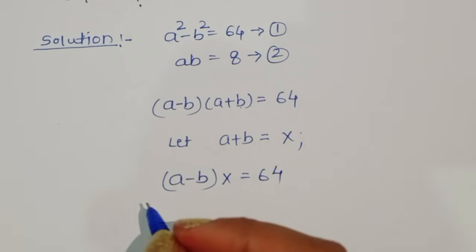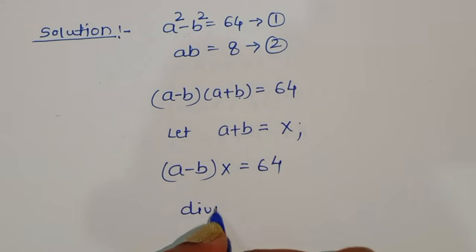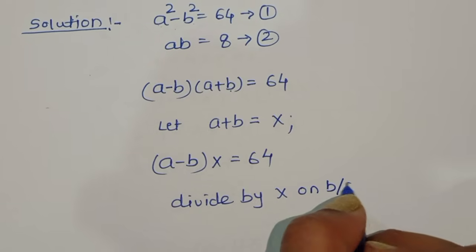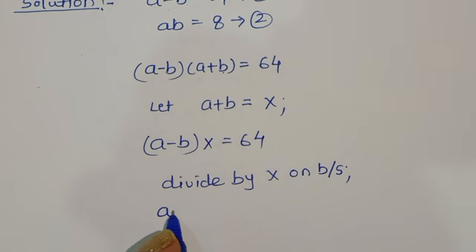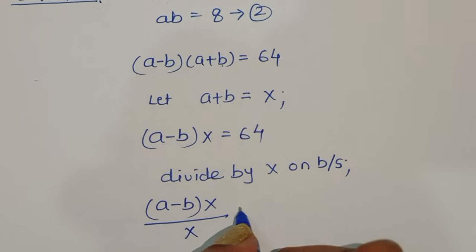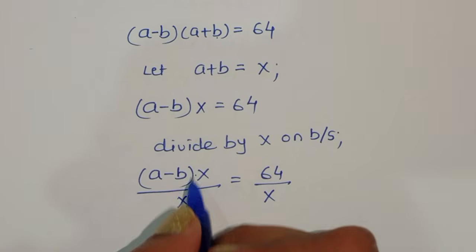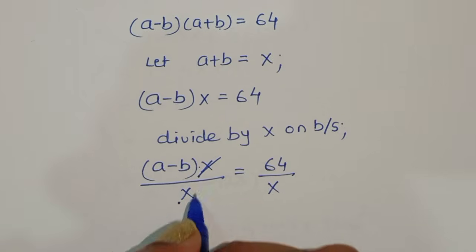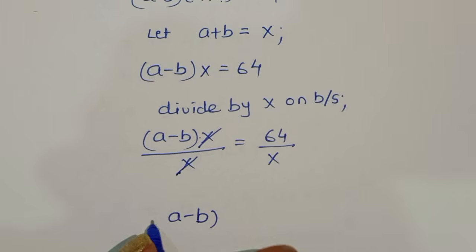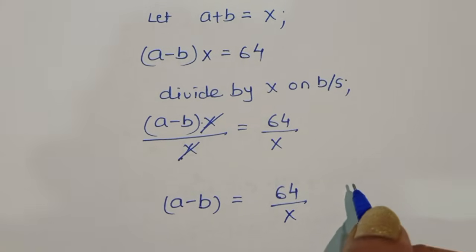Now we have to cancel this x term, so we can divide both sides by x. So we will get a minus b times x divided by x is equal to 64 divided by x, right? Now this x is cancelled from this x. The left term, that is a minus b, is equal to 64 divided by x.